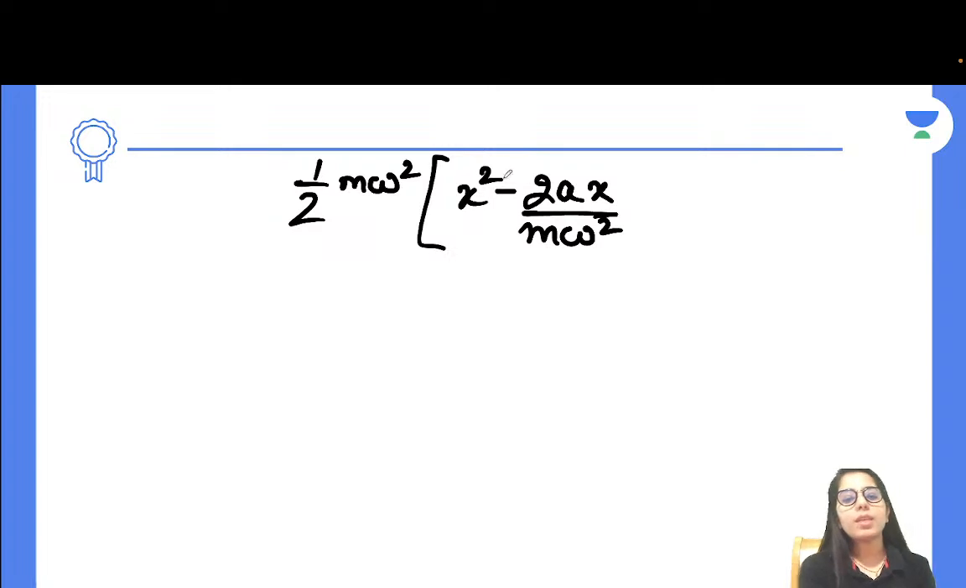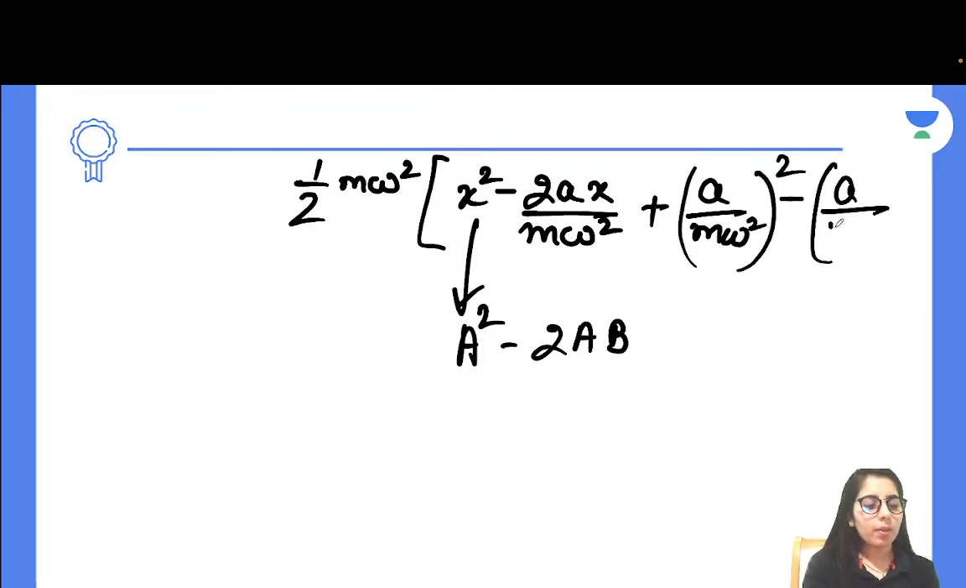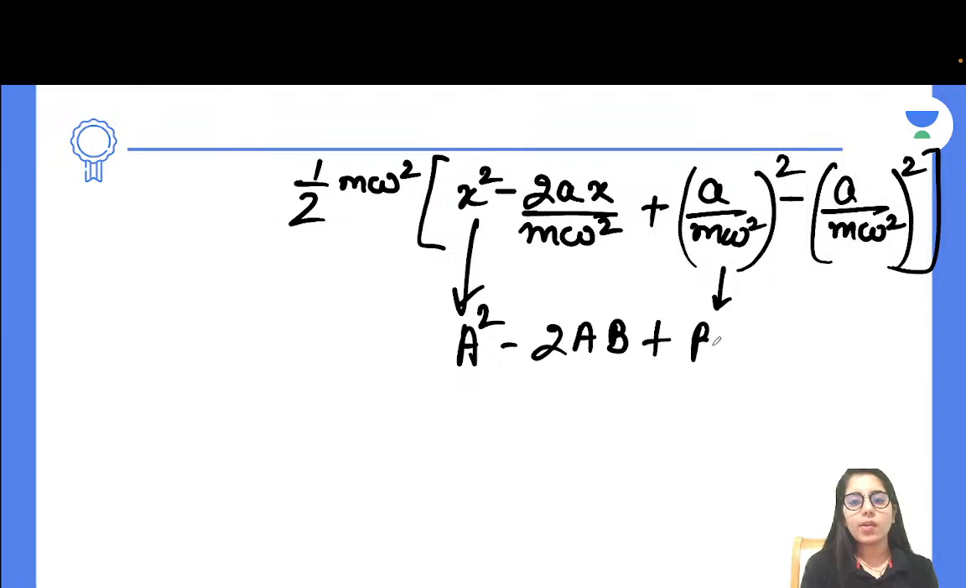Then, if I'm taking it as a square and considering the second one as 2ab, so what is b here? b is a over m omega square. So add and subtract this value, okay? Now what will happen? Once you've done this, a square minus 2ab plus b square, right? This is what you are going to have. And the last term is just the extra one, okay?